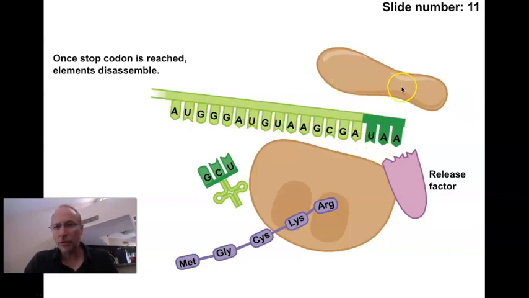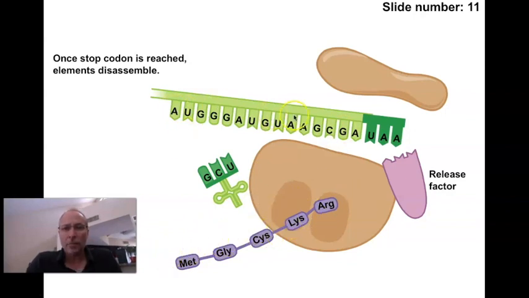Messenger RNA is released, the small subunit is released, the large subunit, that transfer RNA, the peptide, and the release factor all release. So everything goes back to the way it was, except for one thing. There's something new here. What's the new thing? Well, it's this polypeptide. That's the whole point. So you see, these codons are translated directly into these amino acids. So that's the whole process.